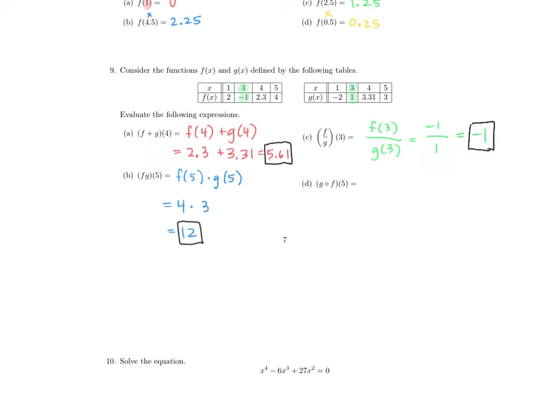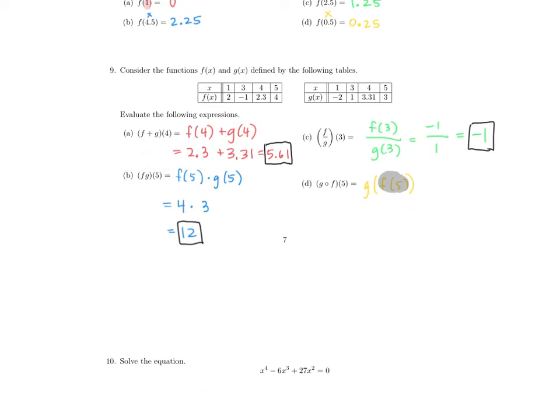Okay, part D, you see this little open circle? This means a composition. So this is g of f of 5. So remember that this is the same as g of f of 5. So you always work from the inside out. So the first thing you want to do is find out what you would get for f of 5. You're trying to solve the inside stuff first. So you want to look up in your chart for f.